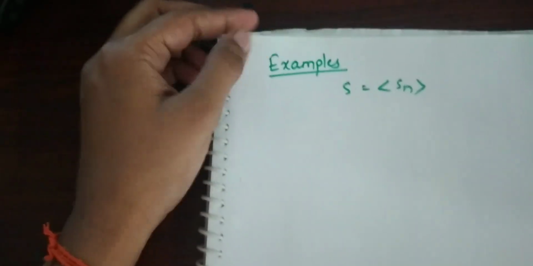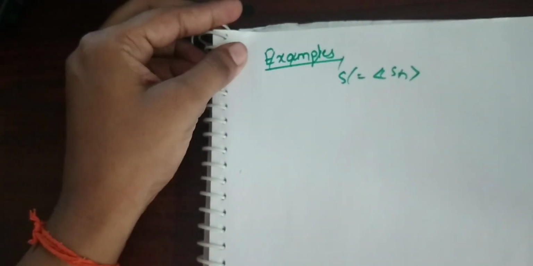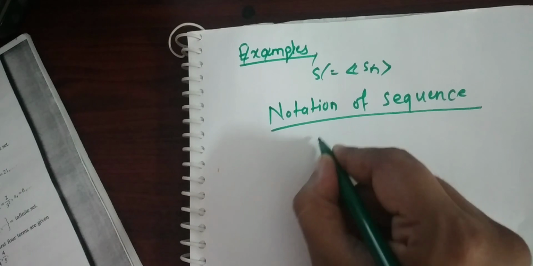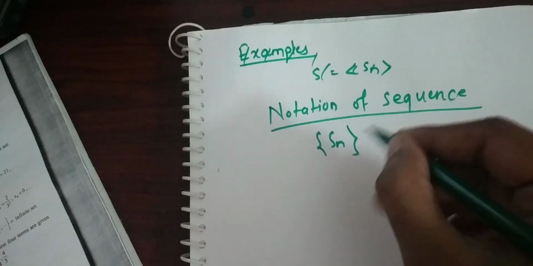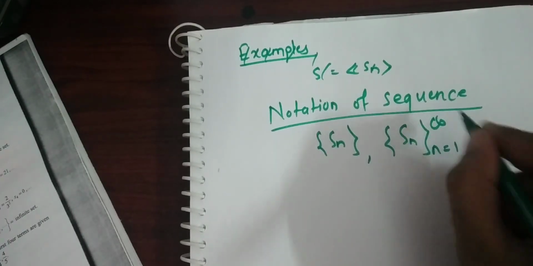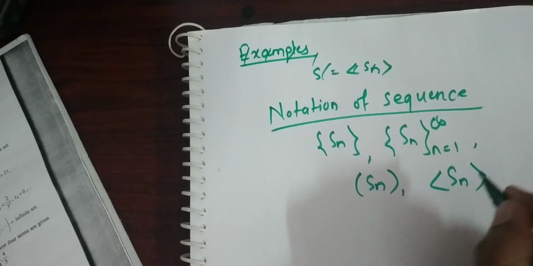Next, notation. First we will see notation and after that examples of sequence. The notation of a sequence: you can write the sequence like this, or in curly brackets where n varies from 1 to infinity, Sn. You can denote any sequence by these four notations.